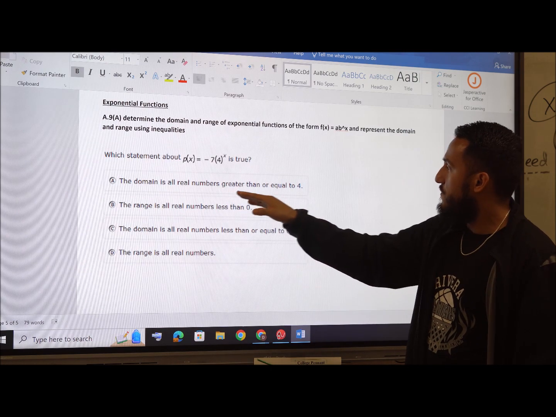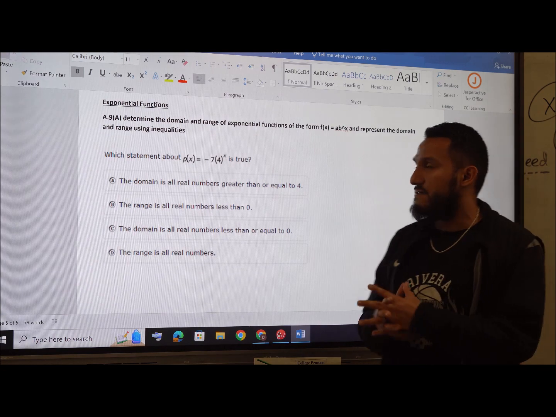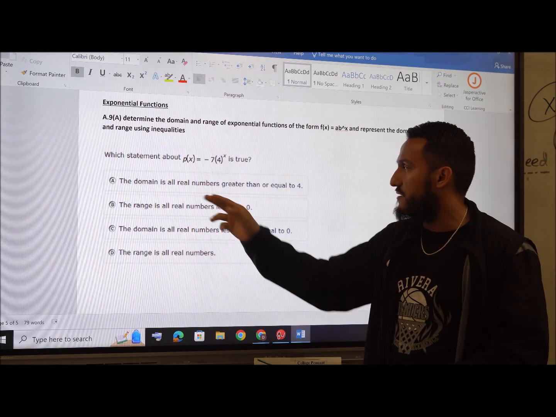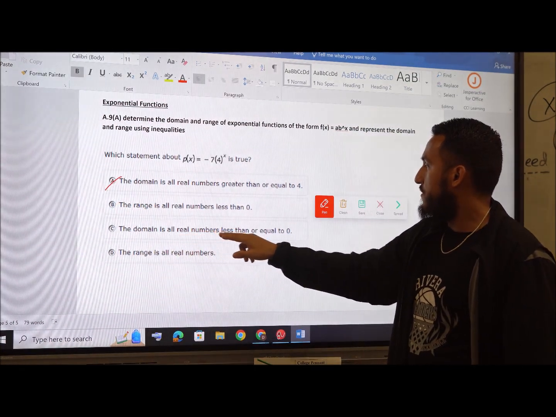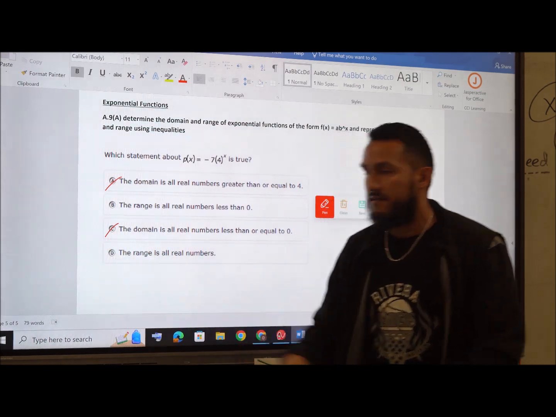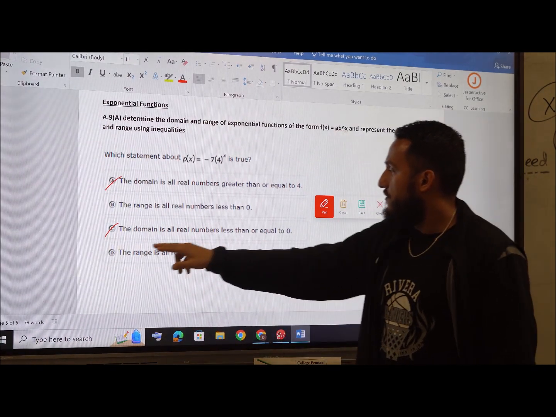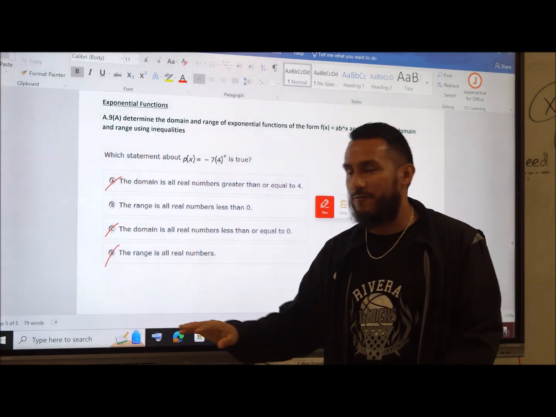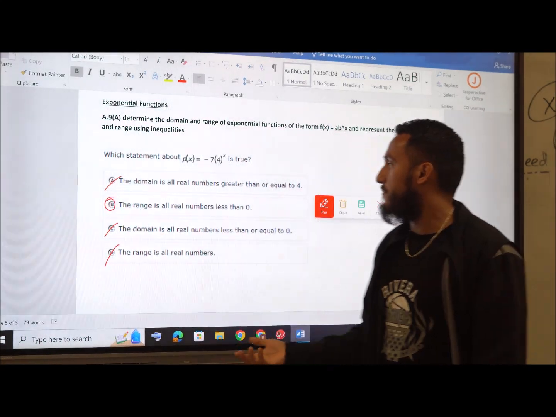The domain is all real numbers greater than or equal to 4. Yeah, guys, it's not going to just be restricted. The domain of any continuous function is always all real numbers, so it's not going to be A. And let's look at letter C. The domain is all real numbers less than or equal to 0. Again, the same thing. The domain is not restricted. Any continuous function, the domain is all real numbers. The range is all real numbers. On exponential functions, the range is not all real numbers. So just by process of elimination, the answer here would be letter B.